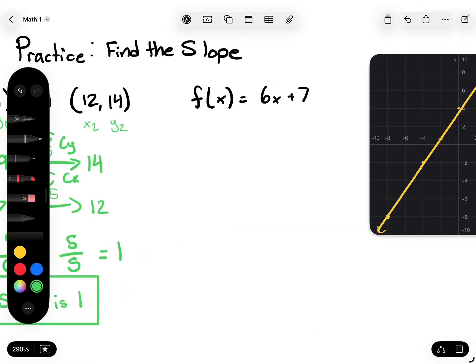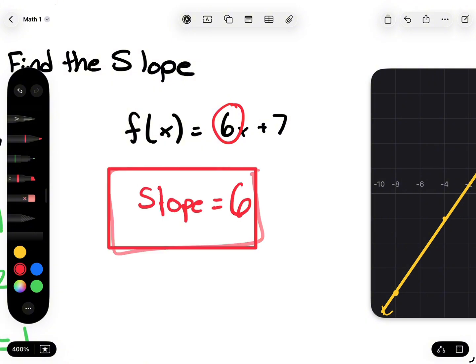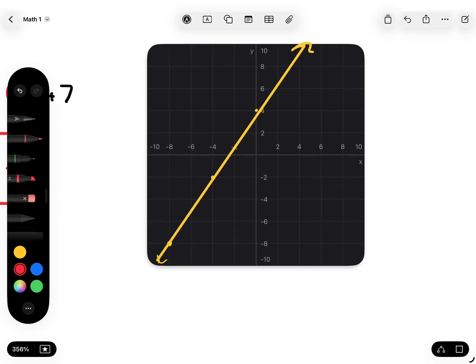Next, moving on, we have an equation. Again, the answer is just the number in front of x, so our slope is 6. Next up, we have a graph. For our graph, we do rise over run. Our rise is our change in y, and our run is our change in x.